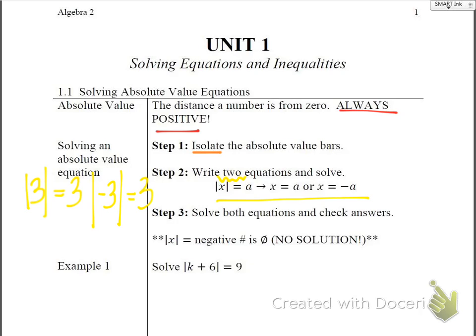Step 3, you are going to solve both equations. And here's the all-important, check your answers. And then I just wrote a little reminder down at the bottom. If you get the absolute value equal to a negative, the answer is no solution. You can stop because you cannot have a negative distance. So inside, the absolute value can have subtraction or negatives, but the answer, what it's equal to, has to be positive. Okay?